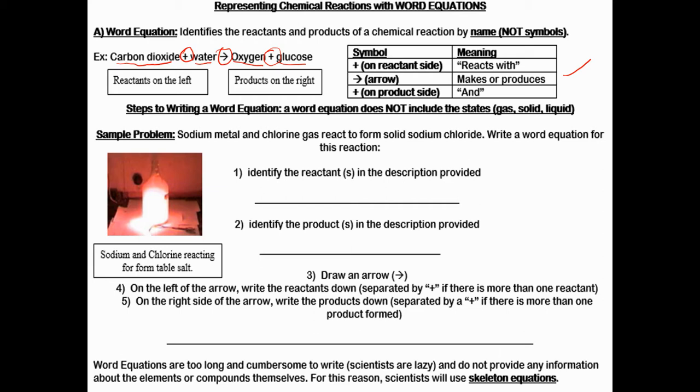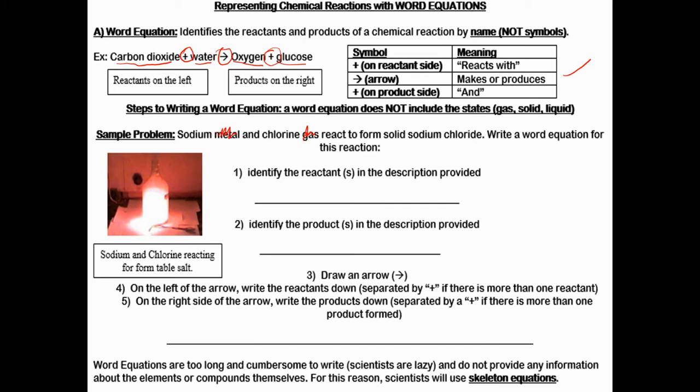So we're going to practice identifying reactants and products from descriptions, and then from that we're going to write some word equations. So here we have sodium metal and chlorine gas react to form solid sodium chloride. Write a word equation for this reaction. When you write a word equation, a couple things I want to mention is that you typically don't put the class or the state for substances. So just keep that in mind. We might put that in the description, but we won't put it in our word equation.